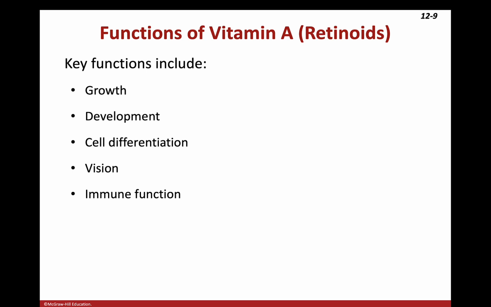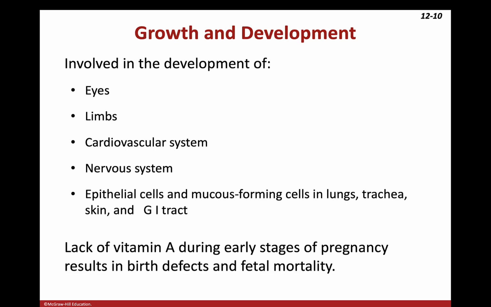Now, if we look at the key functions of vitamin A and retinoids, they are growth, development, cell differentiation, vision, and immune function. When we talk about growth and development, vitamin A is especially important in development of eyes, limbs, the cardiovascular system, the nervous system, epithelial cells, and mucus-forming cells found in the lungs, trachea, skin, and the GI tract. What is really important to remember here is that a lack of vitamin A during the early stages of pregnancy has been shown to result in birth defects and fetal mortality.